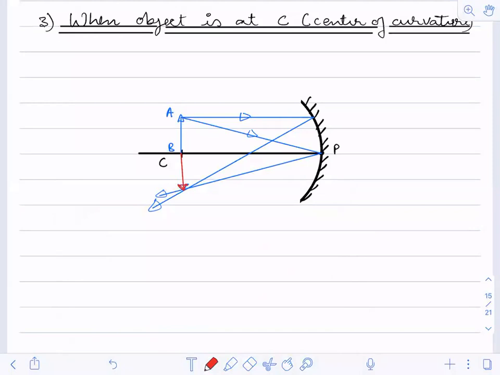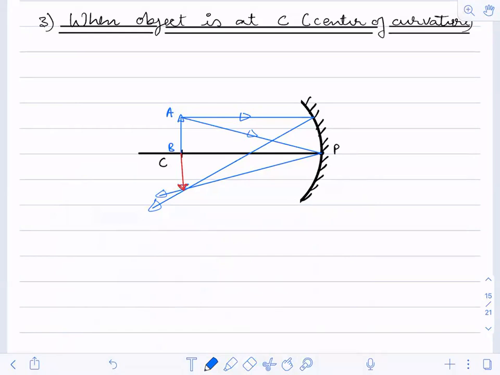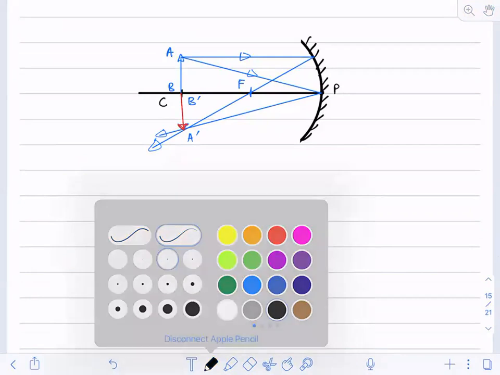Suppose this question comes in the exam, how you will draw it, that also I'll tell you. But for now, just see the property. Just tell me the property of the image. This will be B dash, and this will be A dash. This is focus, F.